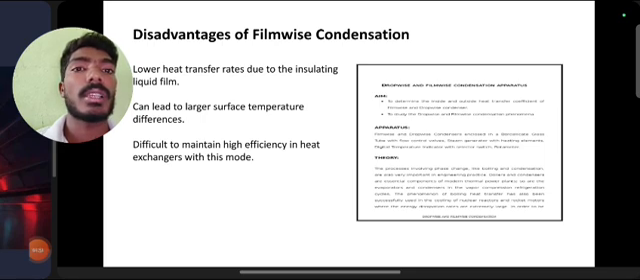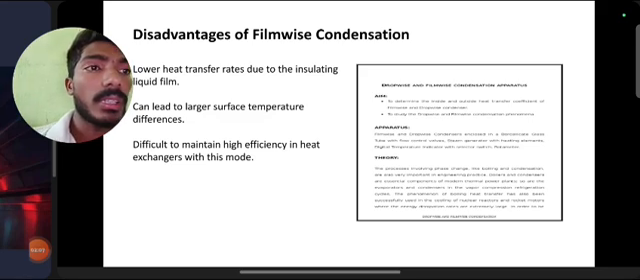Disadvantages of film-wise condensation. Lower heat transfer rates, as the insulating liquid film can lead to large surface temperature differences. Difficult to maintain high efficiency in heat exchangers with this mode.